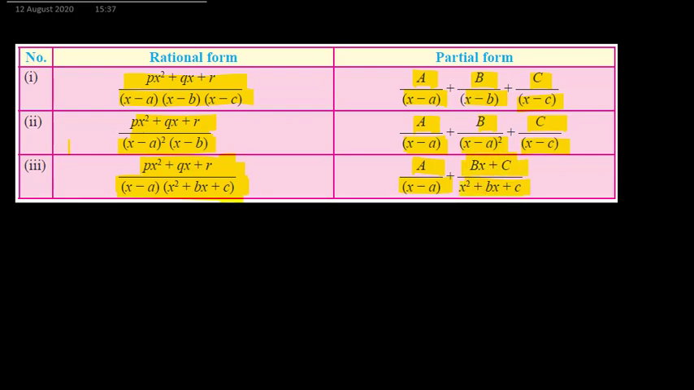Where the denominator is of quadratic form, there we use a linear factor in the numerator like Bx plus C. So for each quadratic form, we are going to use a linear form in the numerator. For each linear factor, we are going to use a constant in the numerator. So if we have one more quadratic factor like x square plus 5 square, then for that we can use one more linear form, that is Dx plus E upon x square plus 5 square.